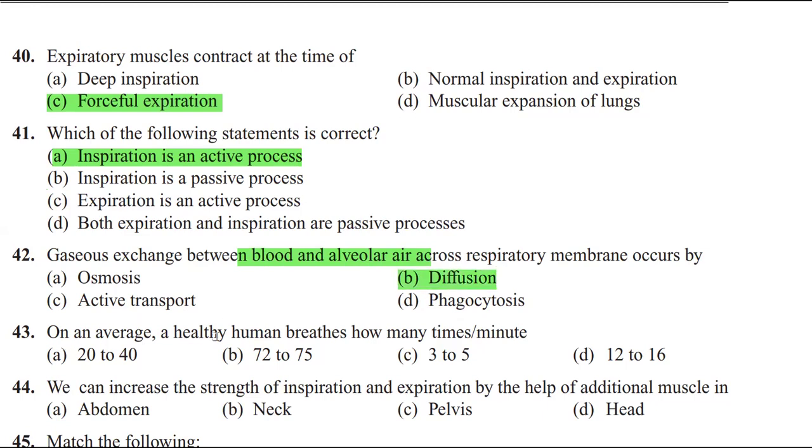On an average, a healthy human breathes how many times per minute? 20 to 40 times, 70 to 75, 3 to 5, 12 to 16. 12 to 16, the rate of respiration per minute is 12 to 16 times. We can increase the strength of inspiration and expiration by the help of additional muscles that are present in the abdomen, neck, pelvis, head. That is abdomen.